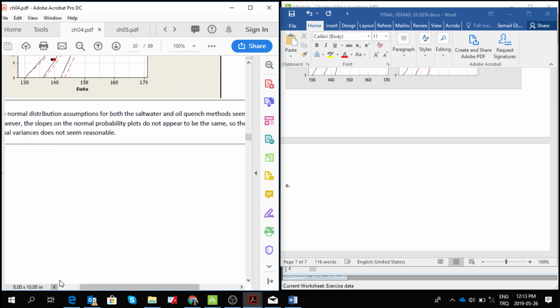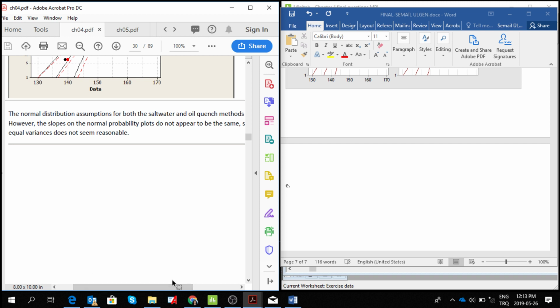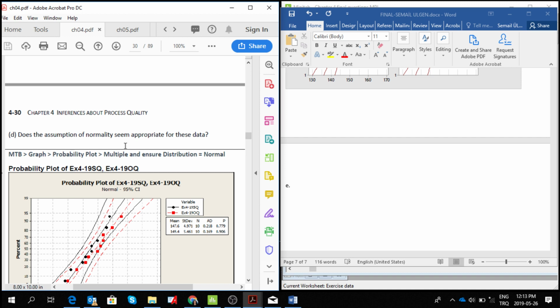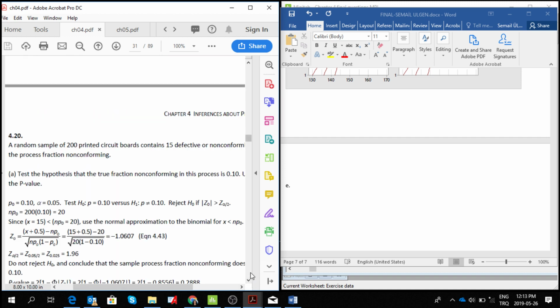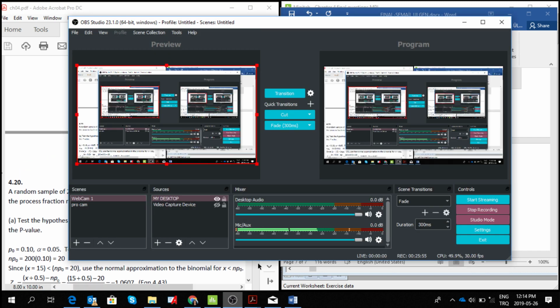Yeah, the normal distribution seems to be reasonable. Is there any other question? Does the assumption of normality seem appropriate for this data? Yes, it is. So let's skip that. Yeah, that's the end of question 19. Okay, we'll meet in another question. This question was taken from Montgomery's statistical quality control book.